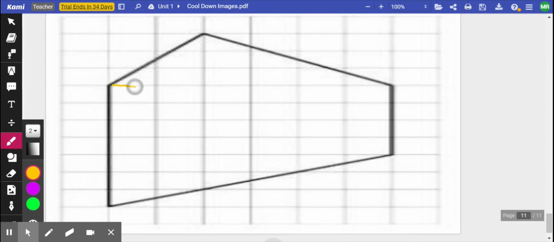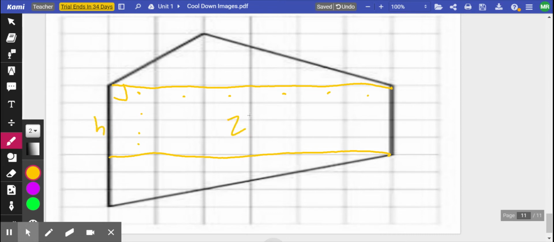And I can do that by slicing this figure right there and slicing this figure right there. That does create a rectangle and it creates two triangles. So let's start with the rectangle. The rectangle is 1, 2, 3, 4, 5, 6 units by 1, 2, 3, 4 units. Here is the right angle to indicate that this is the height. 6 times 4 is 24. The area of the rectangle is 24 square units.